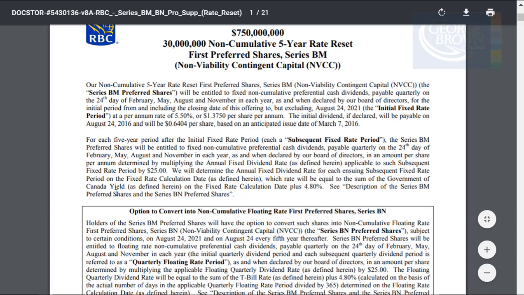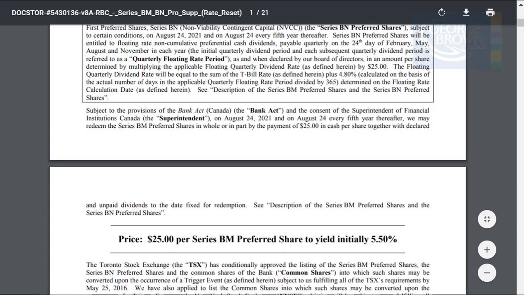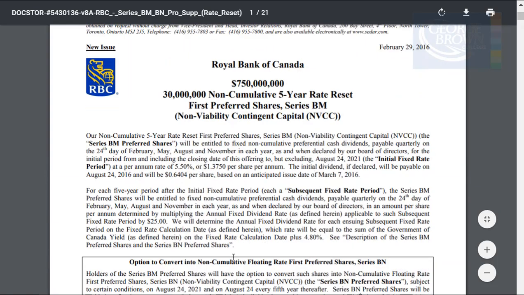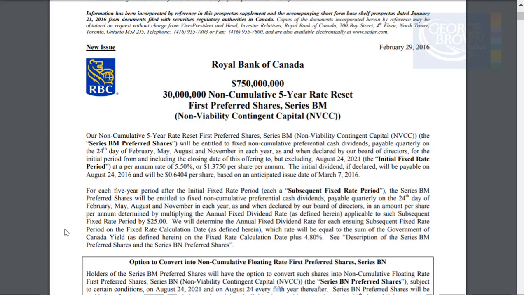Okay, so we can see initially it was to yield 5.5%, but then you can see here that it says again it's a quarterly dividend, 24th day of February, May, August, and November in each year, as and when declared by the board of directors. Okay, so these are non-cumulative again, so if it's not paid, next time they pay a dividend, they don't have to make up these lost dividends. If they were not paid, they have to be declared by the board of directors.